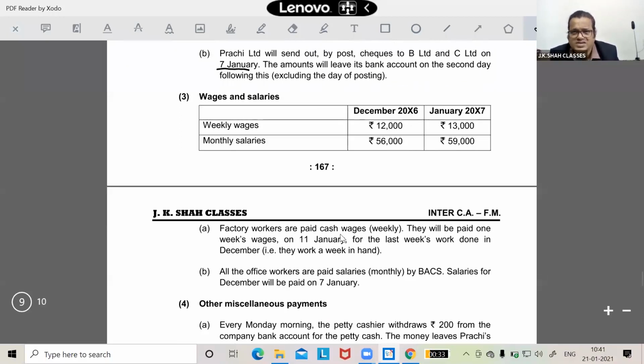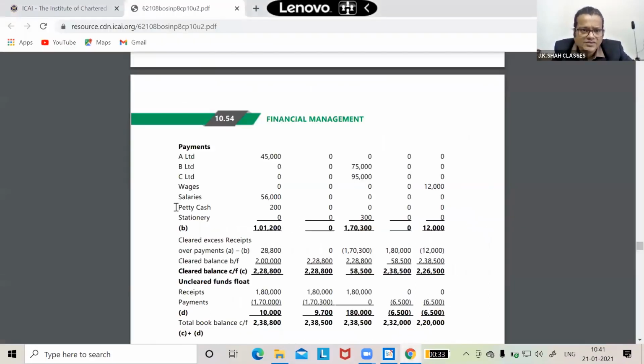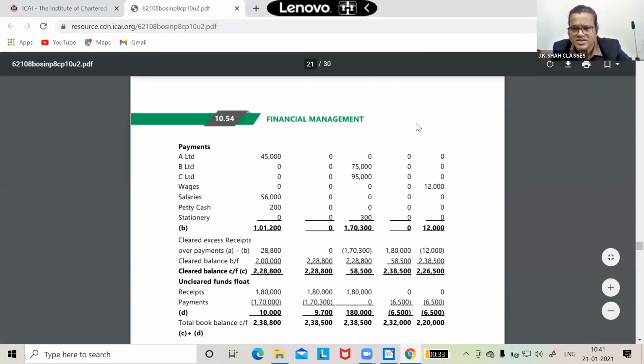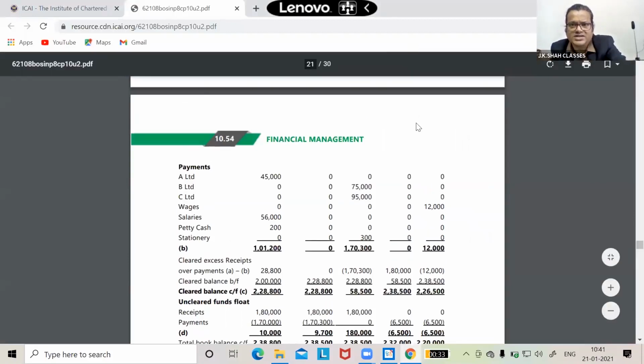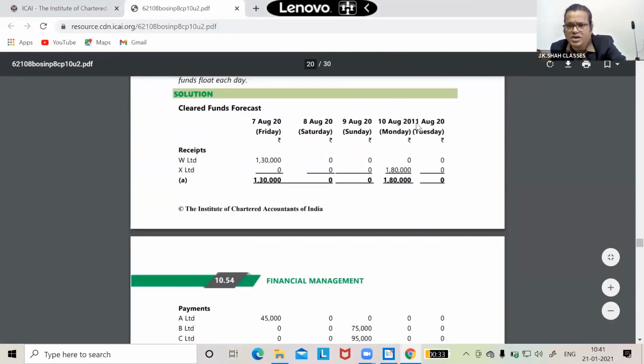Okay, so I think it's very simple. That is their work for a week in hand. So for the last week's work done in December. Okay. So if you check out the solution, we'll have wages over here paid on last day. The day is not visible, but it is last day. That means 11th. Okay.